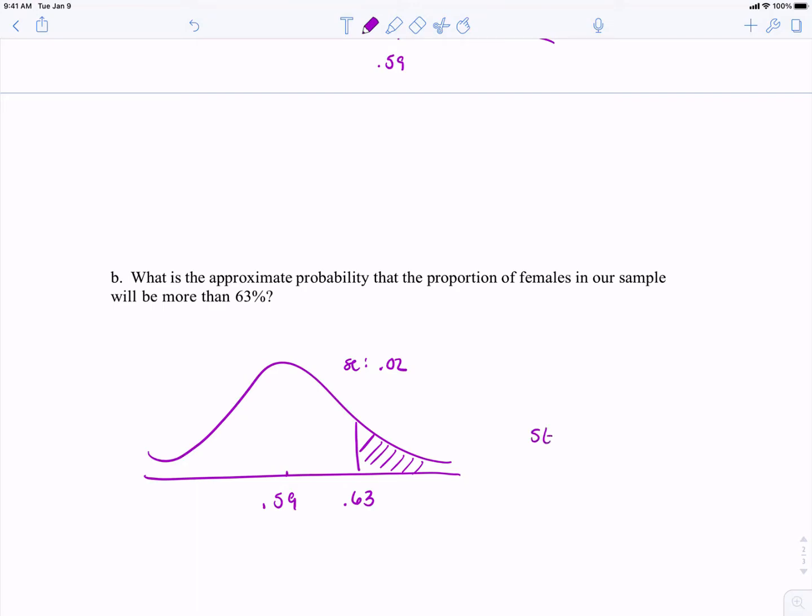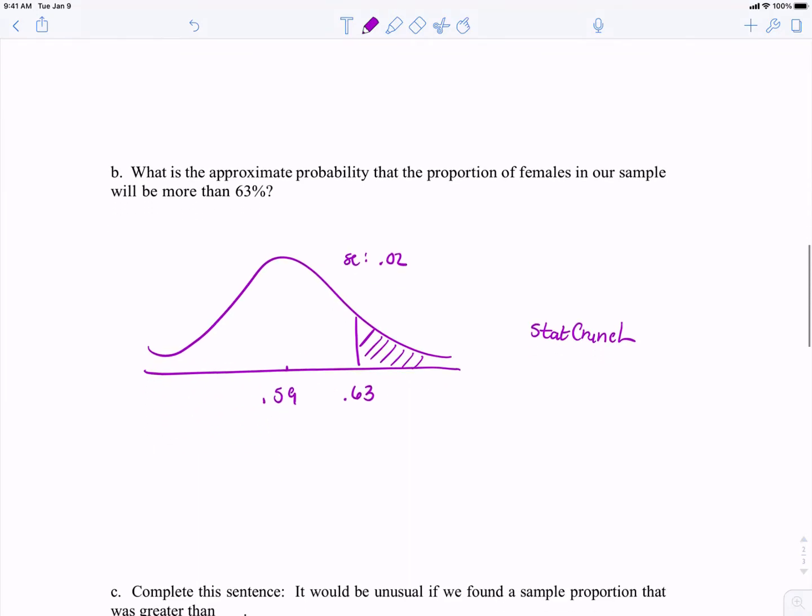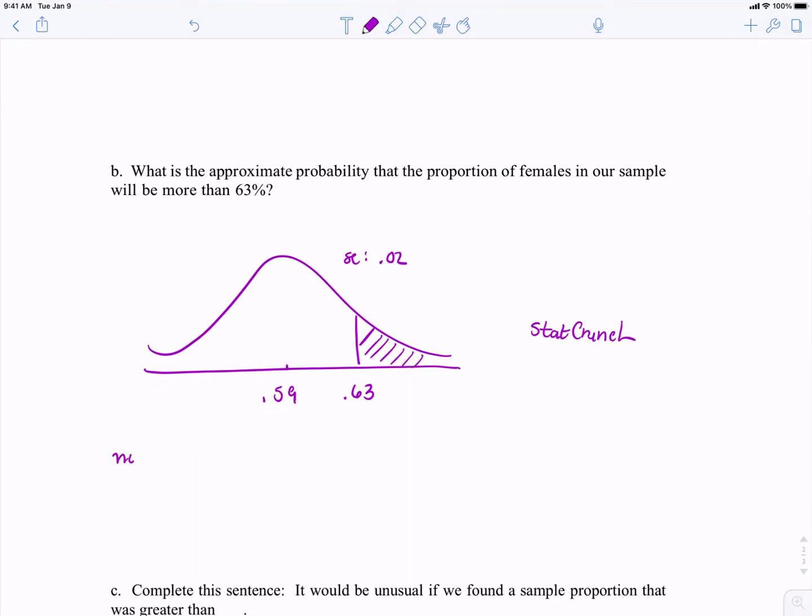Well, that's finding the area under a normal curve. And you know how to do that using StatCrunch, because that's what we learned how to do in Chapter 6, find areas under a normal curve. So you're going to go to your normal calculator. You know that the mean is 0.59. The standard deviation of this curve, the spread of this curve, is equal to 0.02, and you're looking for the probability that x is greater than or equal to 0.63. So you would just put this information into the normal calculator and get your answer.